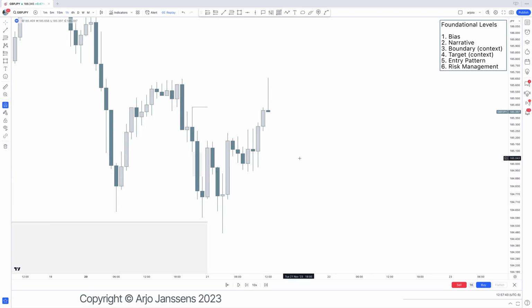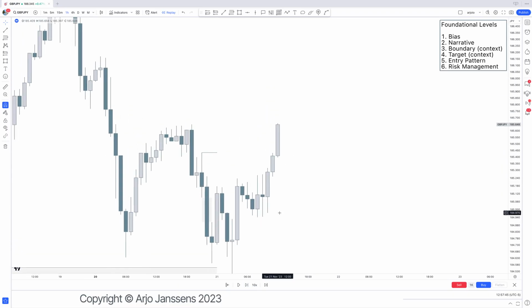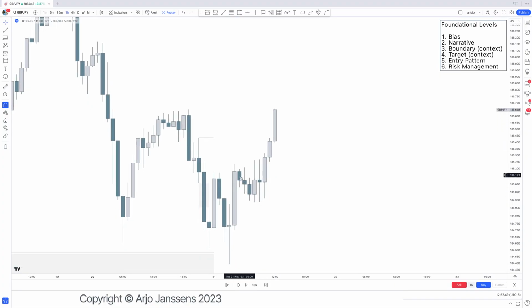Right there. And what does that create? That creates a new order flow leg. Once we retrace into a discount array, we create that new order flow leg higher right there. That is order flow confirmed.